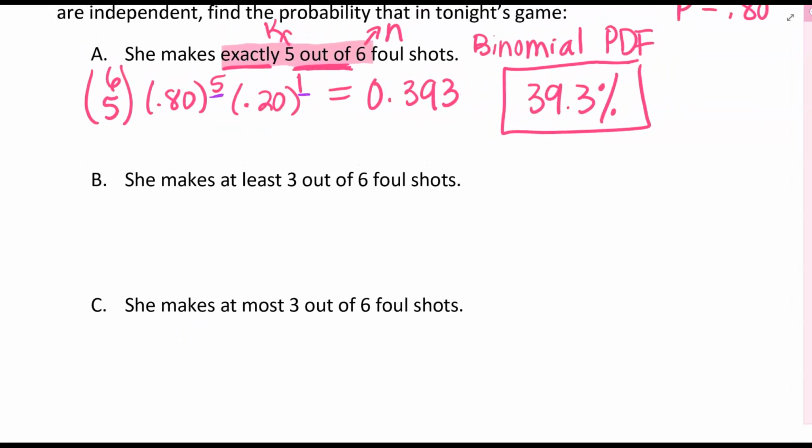Okay, so what's the probability she makes at least 3 out of the 6? My keyword, again, out of, tells me this is binomial. And at least 3 means she can make 3 out of the 6, 4 out of the 6, 5 out of the 6, or 6 out of the 6. You have a range of values, so it's CDF. This is now going to be binomial CDF because you have a range of values.